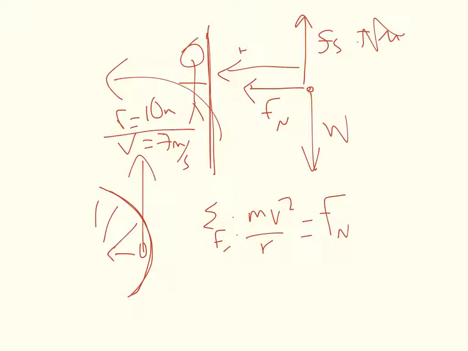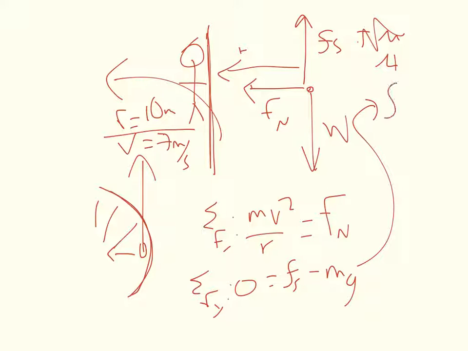Okay, and then actually, let's solve for coefficient of friction. So if we want to find coefficient of friction, we're going to have to do a net force equation for y, and this will add to be 0 because they're balanced. So 0 equals, we'll say up is positive, so static friction minus the weight mg. Now remember, this tells us that static friction is equal to the weight mg.